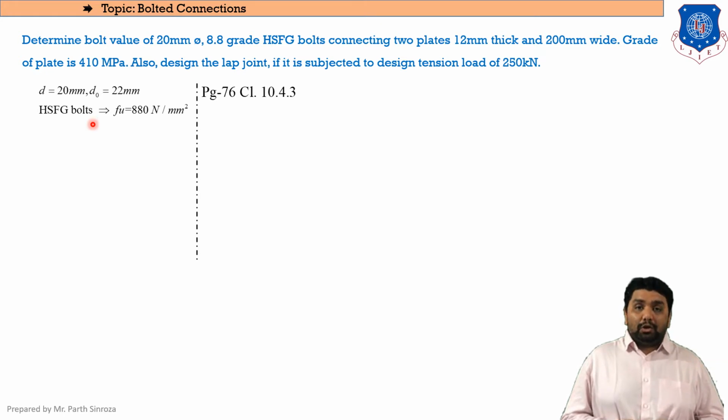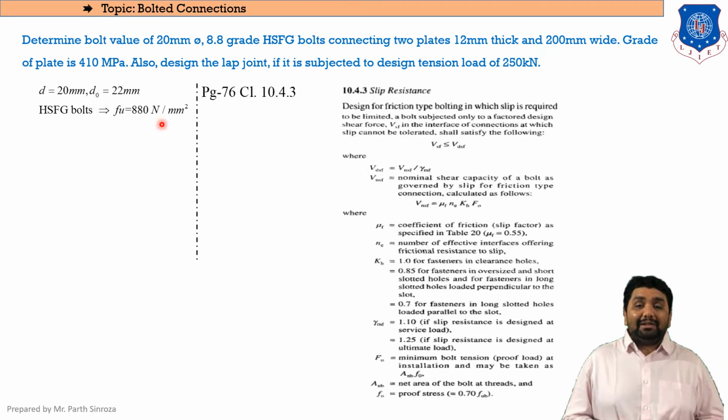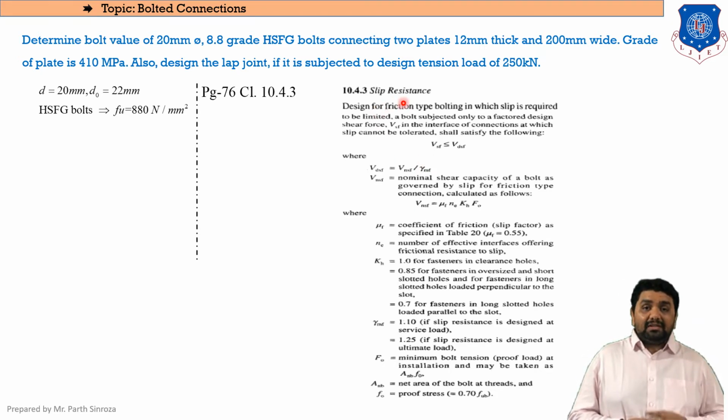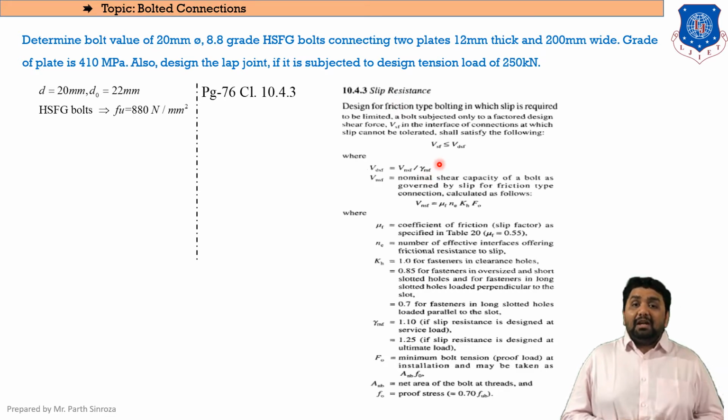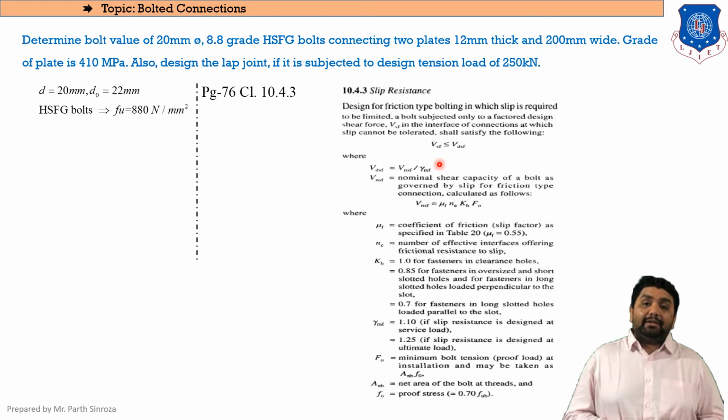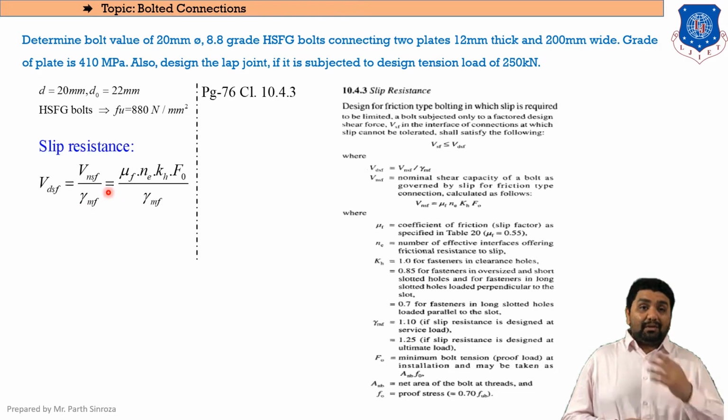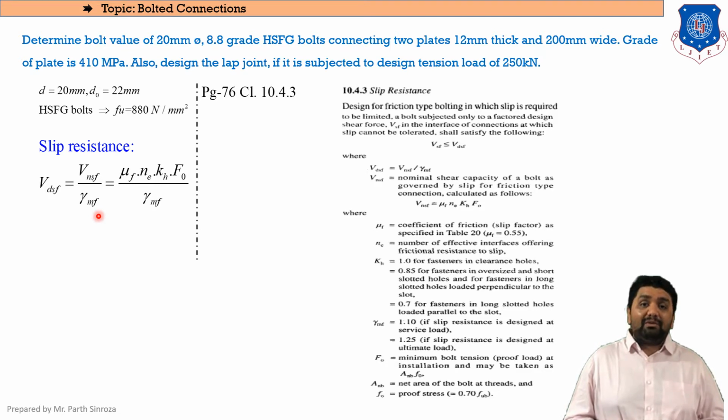Clear? So starting our sum, the first value that we will be calculating is the slip resistance, and for finding slip resistance you need to pause this video and move on to page number 76 of your IS code. On page number 76 you can see that clause 10.4.3 is prescribed. It is the clause for finding slip resistance, or you can say slip capacity of the bolt. This is specifically used only when HSFG bolts or 8.8 grade bolts are given. So in this case we need to find Vdsf. The equation will be Vnsf upon gamma mf. Again gamma mf and gamma mb will be the same as we have discussed from page number 30 of your IS code. It will be 1.25.